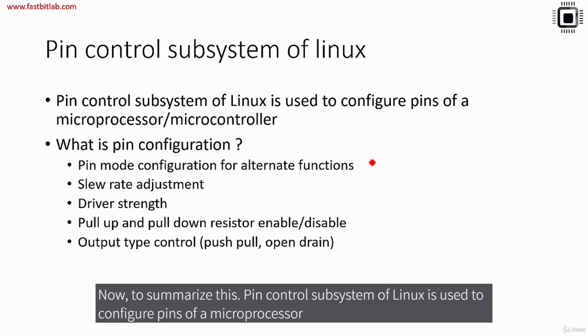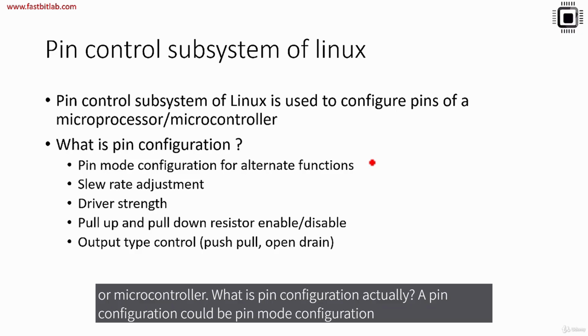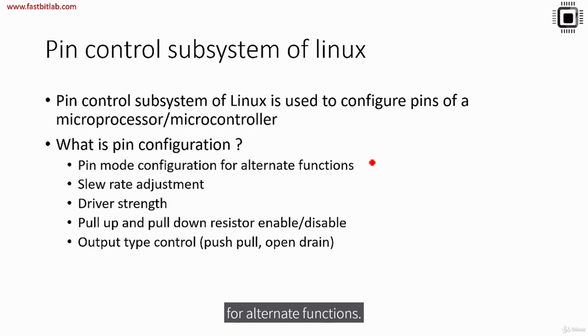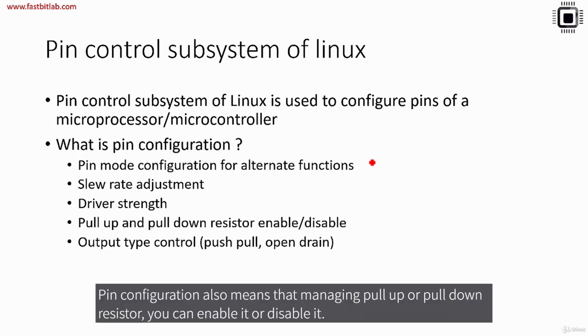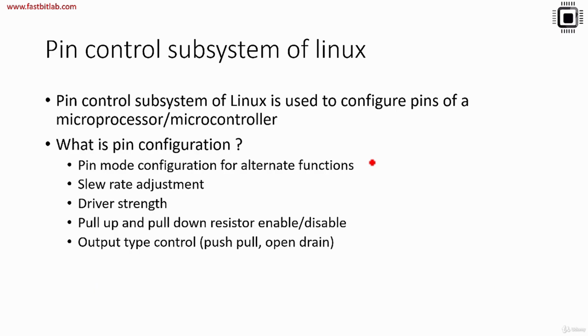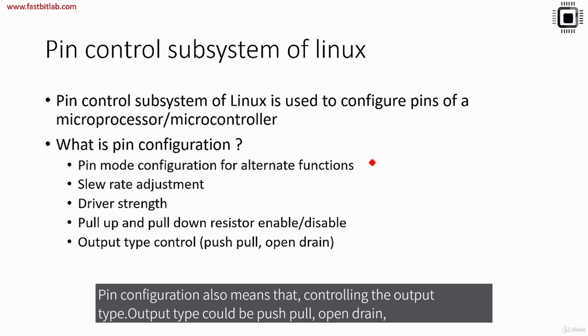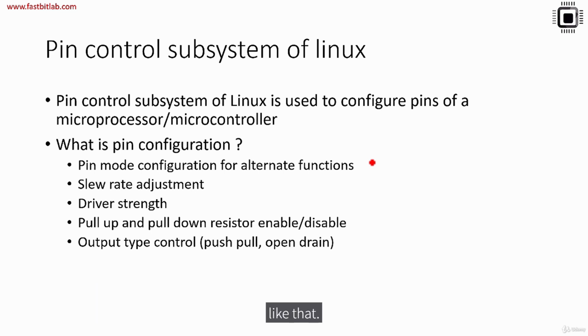Now to summarize this, the pin control subsystem of Linux is used to configure pins of a microprocessor or microcontroller. What is pin configuration actually? A pin configuration could be pin mode configuration for alternate functions. It could be slew rate management. It could be drive strength management. A pin configuration also means managing pull up or pull down resistors. You can enable it or disable it. Pin configuration also means controlling the output type. Output type could be push pull, open drain, like that.